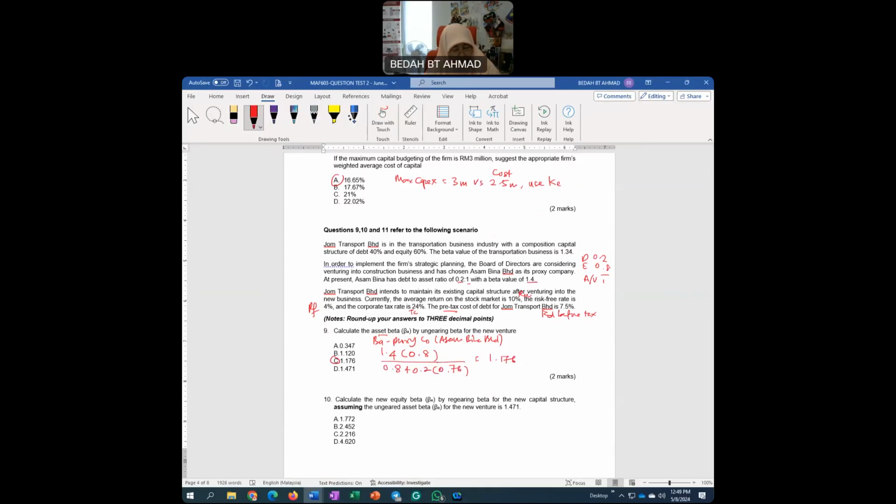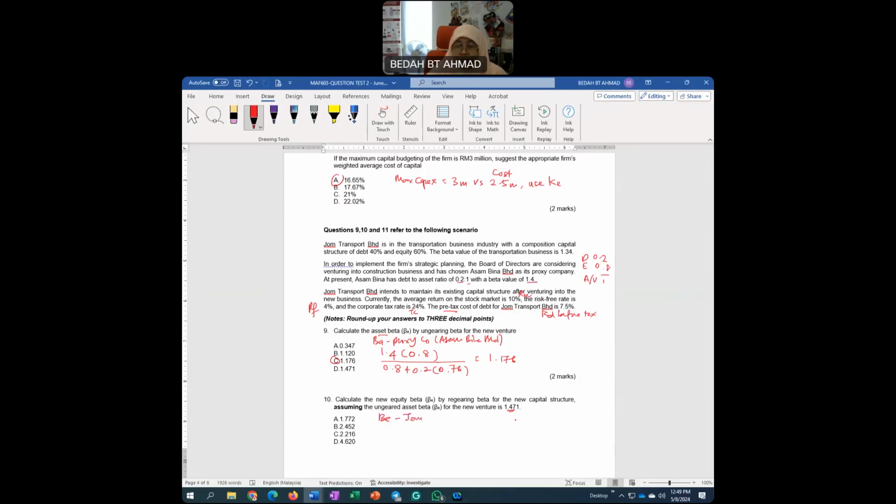1.176. Okay, then question 10, calculate using the same storyline. Calculate the new equity beta by regearing beta for the new capital structure, assuming ungeared assets beta for the new ventures is 1.471. So you need to use this assets beta, 1.471. You need to follow the question's info. So here we need to calculate the beta equity.